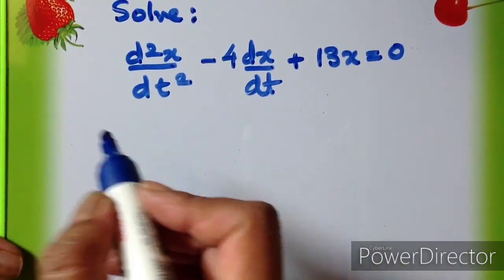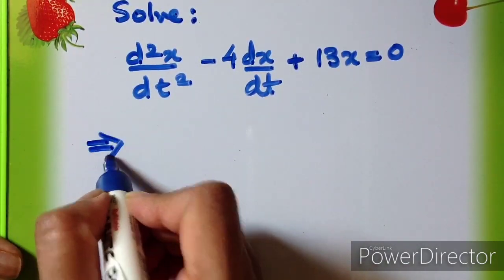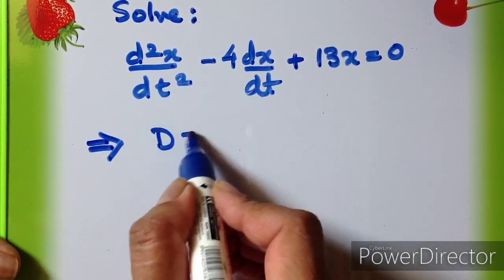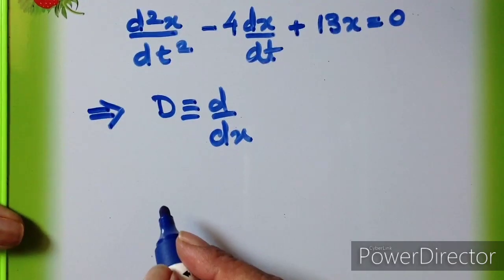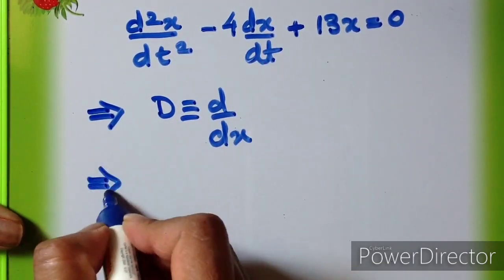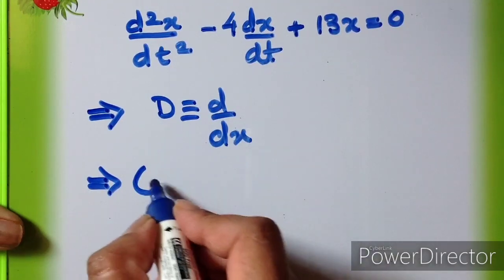Like it was discussed earlier, we are going to use the D operator. So what is the D operator? Once again, just to recap, D is d by dx. So we will rewrite the equation using the D operator.